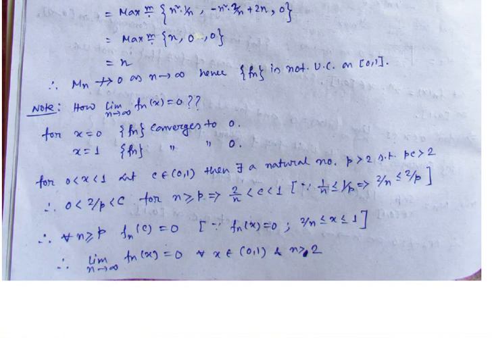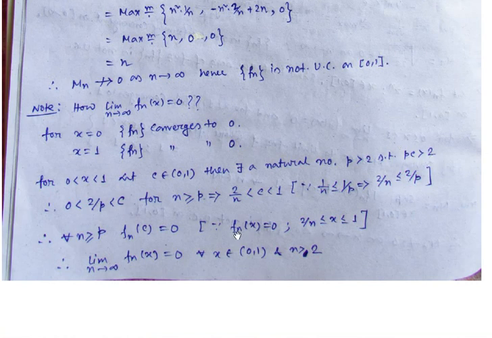Now if you choose any value between 0 and 1, what will happen? If I say that c is a point between 0 and 1, then we can apply the Archimedean property of the real numbers. The Archimedean property says that for any positive x and y, there is a natural number n such that ny is greater than x. We apply that logic here: we find a natural number p greater than 2 such that pc is greater than 2.